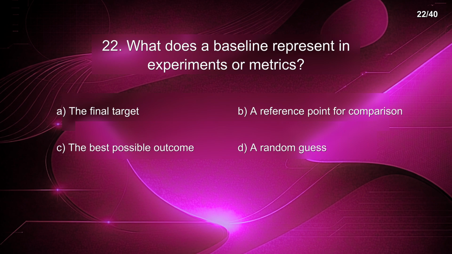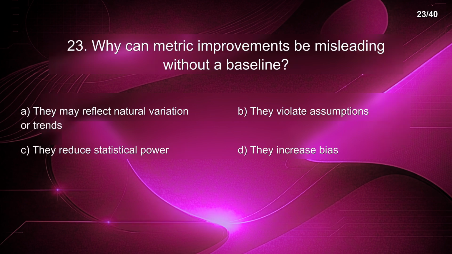Correct answer is B. A reference point for comparison. 23rd question. Why can metric improvements be misleading without a baseline? A. They may reflect natural variation or trends. B. They violate assumptions. C. They reduce statistical power. D. They increase bias.